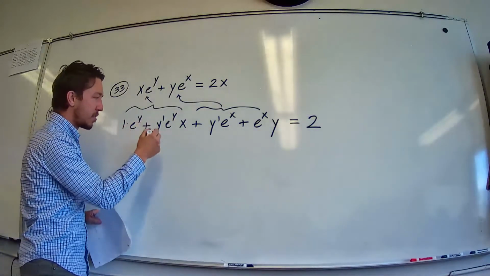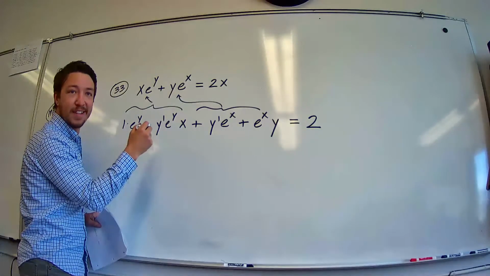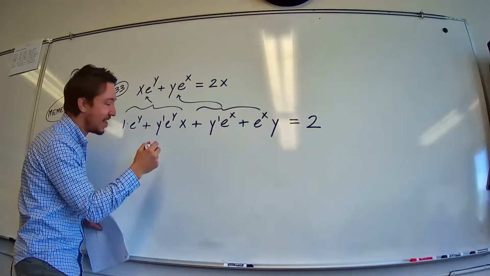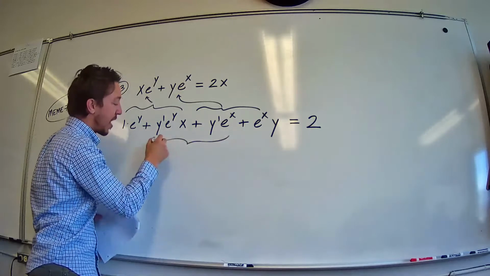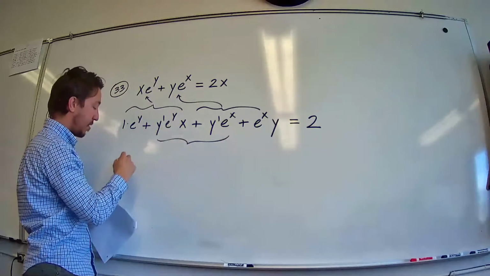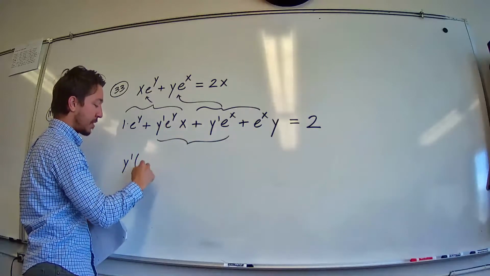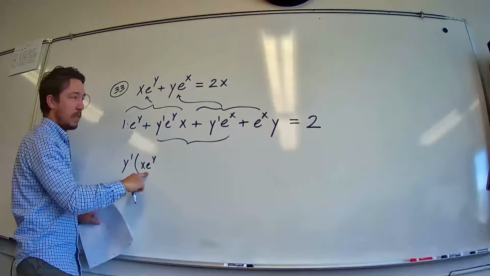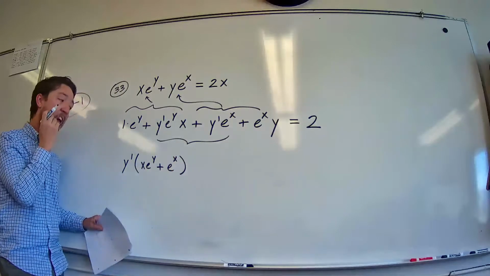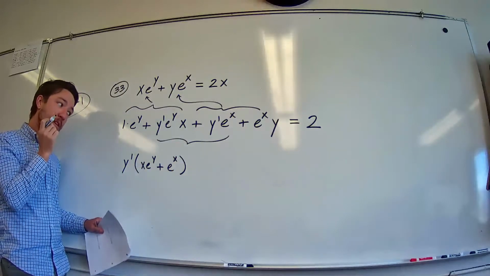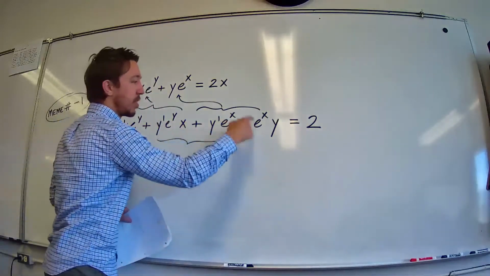Okay, so anyway, let's isolate. Look at these two terms. Both have what we want, y prime. So let's isolate that y prime out of that. So you have x e to the y plus e to the x. Cool with that? And in the same step, if you're comfortable doing the two steps at once, I'm also going to move these two terms to the other side.